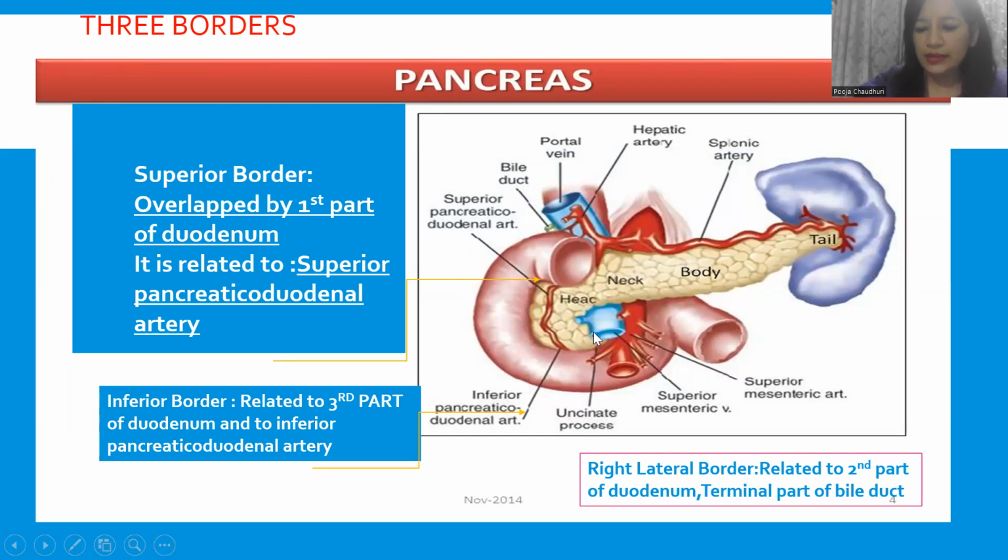And also we can see the right lateral border of the head of the pancreas is related to the second part of the duodenum, terminal part of the bile duct.